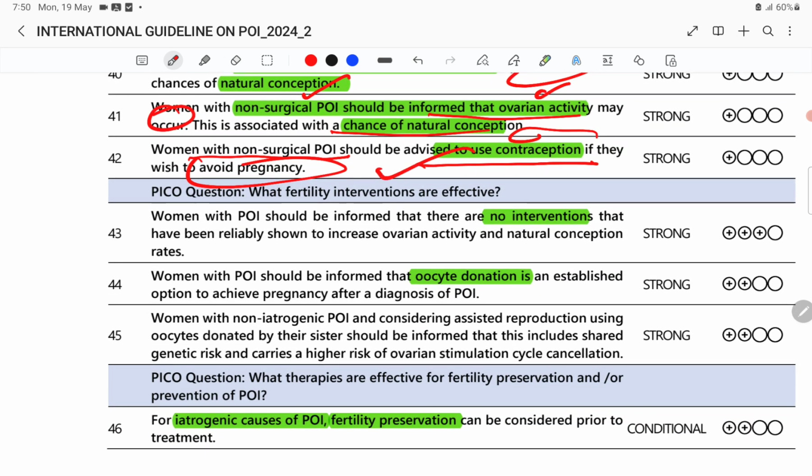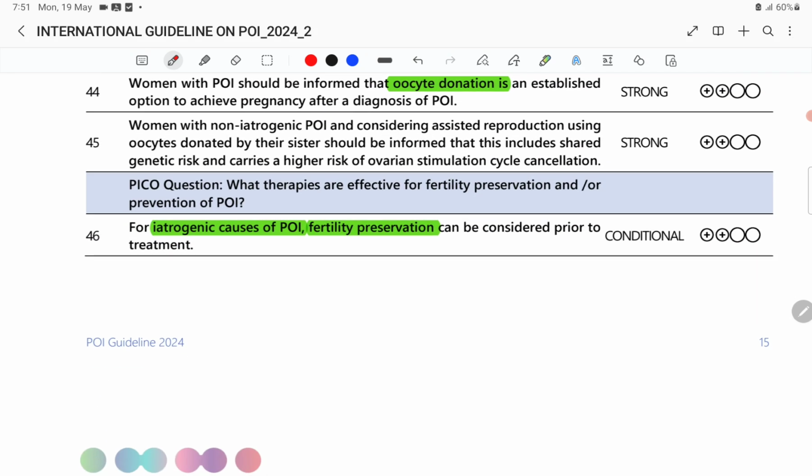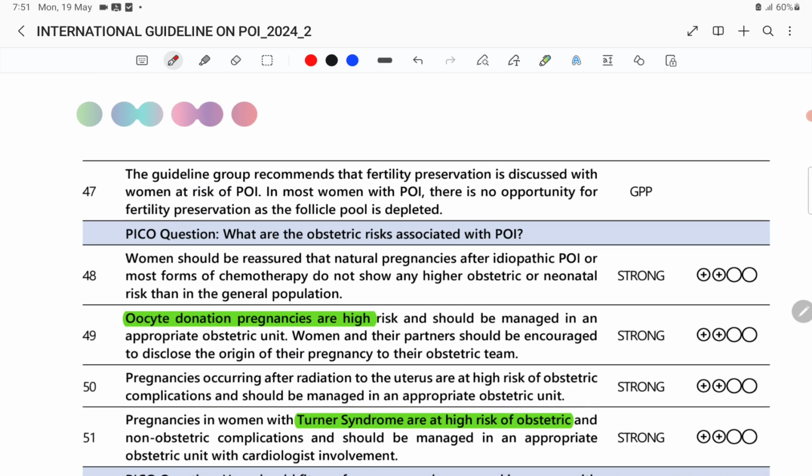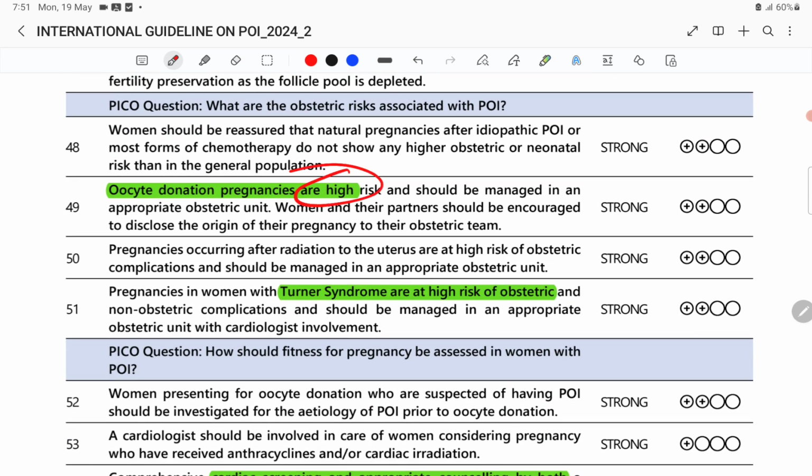What fertility intervention is effective? Women with POI should be informed that no interventions have been shown to be effective. Basically, you have to advise oocyte donation. In iatrogenic causes of POI, fertility preservation can be considered prior to the treatment. The guideline recommends that fertility preservation be discussed with women with POI. Oocyte donation pregnancies are high risk. Turner syndrome pregnancies are high risk. Pregnancy should go through oocyte donation.